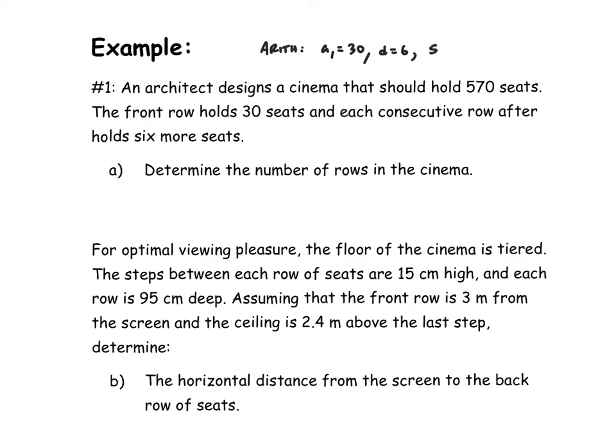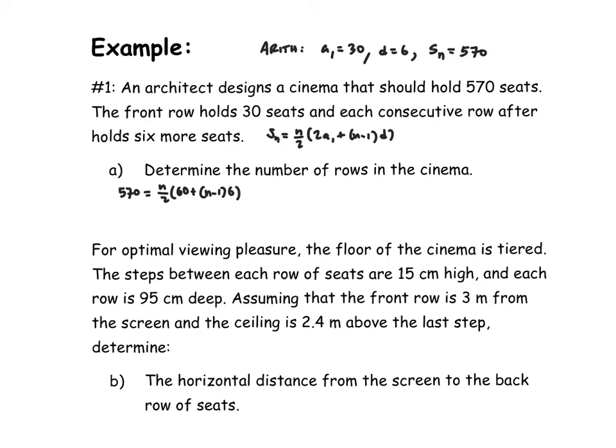And it looks like the sum over the number of rows in the auditorium or cinema is going to be 570. I don't know how many rows there are, but in part A I'm going to find that. So I'm going to use this formula. The sum of the first n rows or terms would be n over 2 times 2 of the first term plus n minus 1 times the common difference. I'm going to plug those values in. That equals 570 times n over 2, 2a1 will be 60 plus n minus 1, well, I don't know n, times 6.